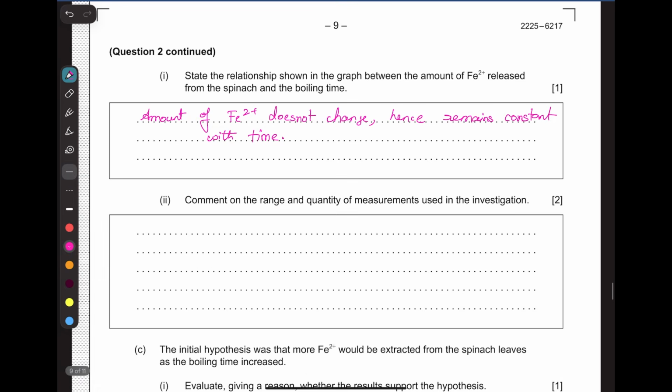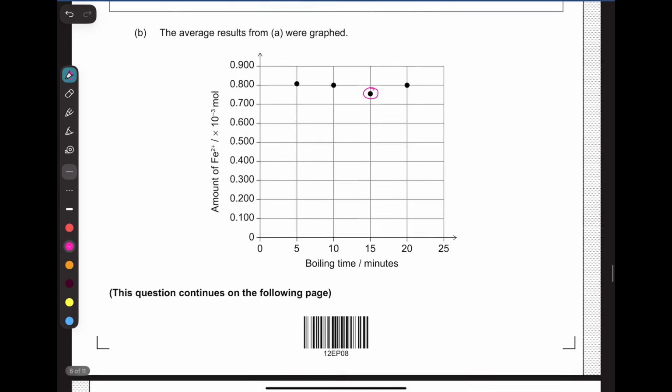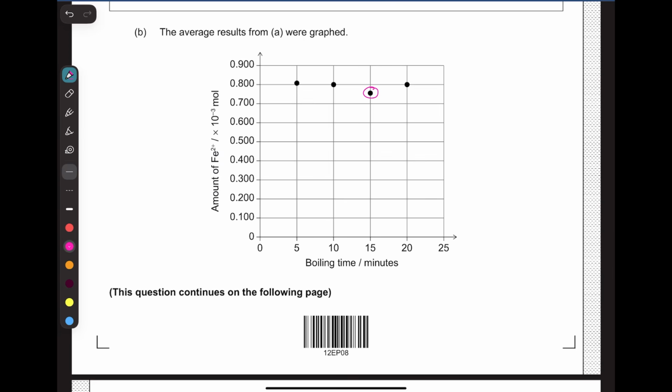Done. We have to comment on range and quality of measurements used in this experiment. Now, in this experiment, they have used a very short time frame, right? Just 5, 10, 15, and 20 minutes. So we need more boiling time. What if it starts giving off more Fe2+ if you are increasing the boiling time? We haven't checked that. So you can maybe try boiling it and taking in data for around an hour or 2 hours, and that would give us a better trend.